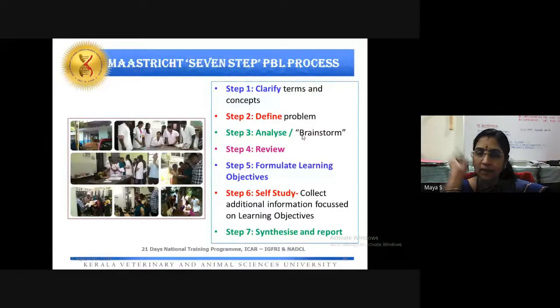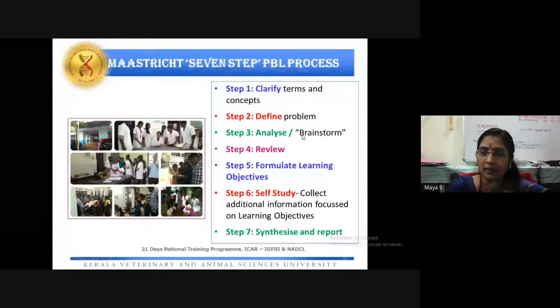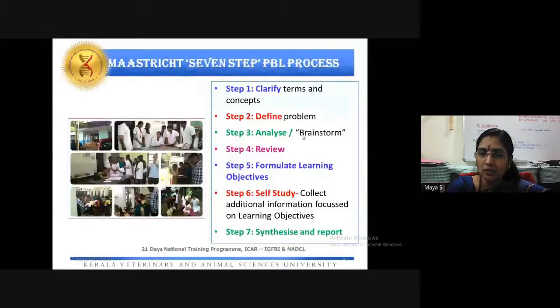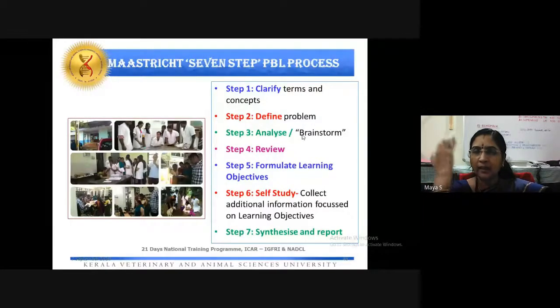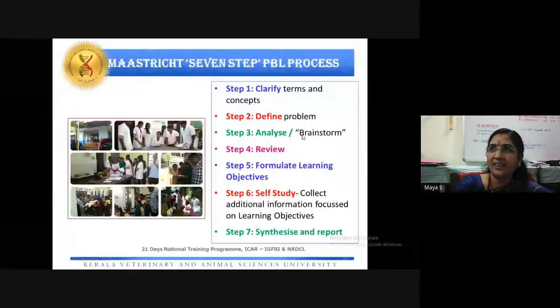Then step 5, formulate the learning objective. This is very important, because if I am giving as an anatomy teacher a picture to the student, my intention is the student should learn anatomy of a particular bone. Okay, so the student should formulate the learning objective. What the teacher meant by me to learn by doing this problem-based learning. So he has to, like, I need to study the structure of this bone, or anatomy of that particular area, like that.